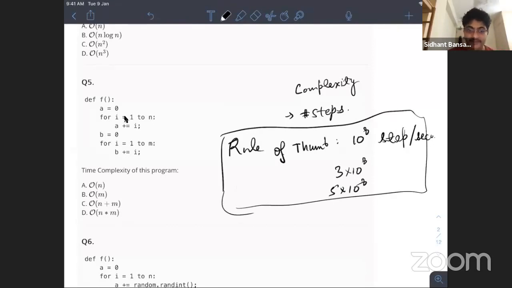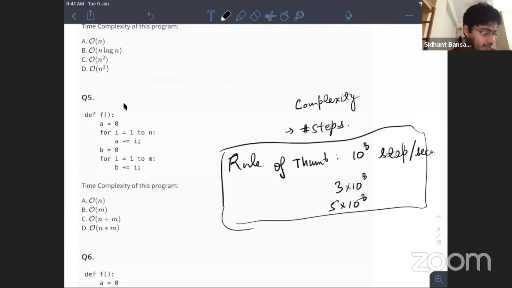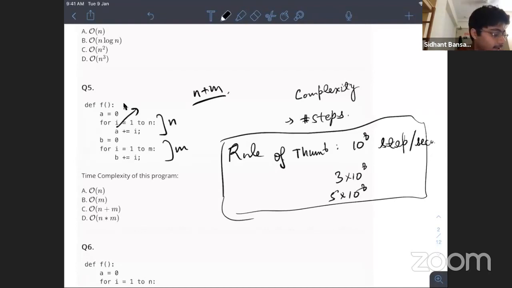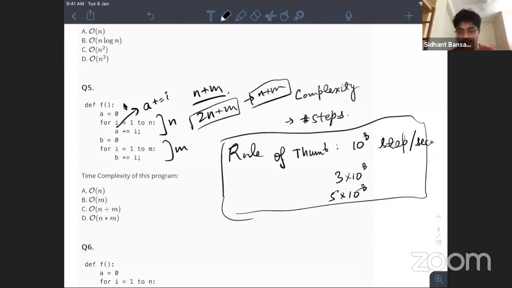Okay, so let's cover this first example, which is pretty easy. Question 5. Ignore the syntactical issues. I think it's written in Python, but you can get the broad idea that you have a function f, and you have a variable a, and you loop i, and then you loop again i. So here the idea is that this is n, this is m, so the total thing is n plus m, right? A question just for everyone: what if we had a line here which said a plus equal i again? Would it be 2n plus m, or would it still be n plus m? Out of these two options, which one do you think it would be? Just put it in the chat here. What if we had another line?